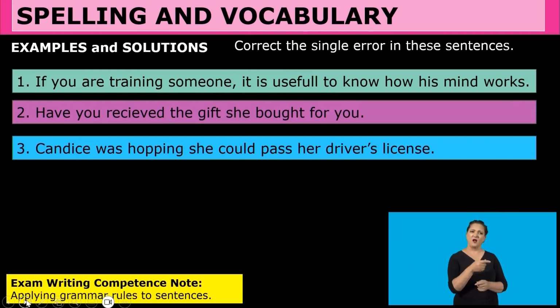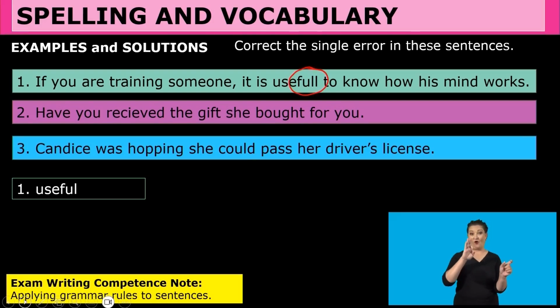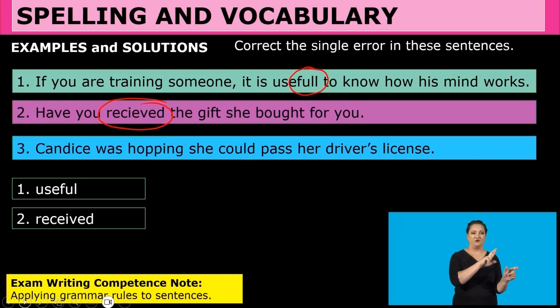Right. If you are training someone, it is useful to know how his mind works. Now, please take note, what did we say about the double L? All right. So in our response, we see the word useful needs to lose the one L. Have you received the gift she bought for you? Remember what we said about the I and the E after C. All right. So we can see the correction there for received.